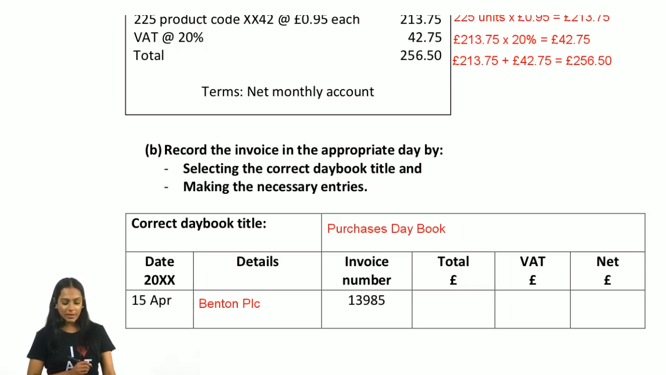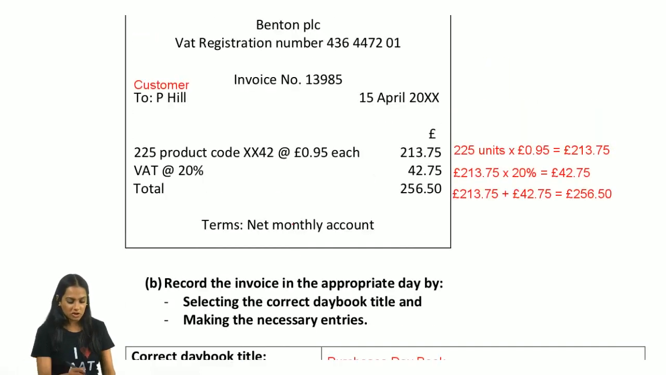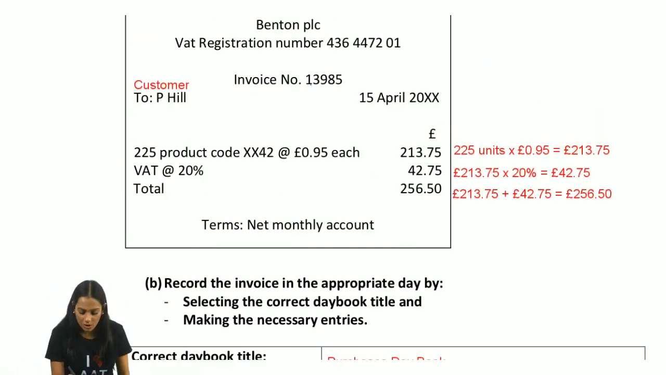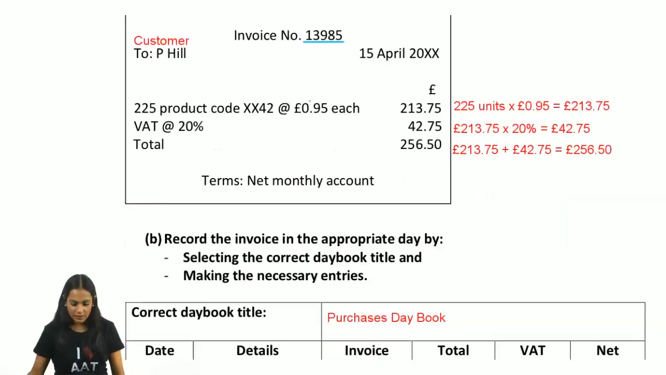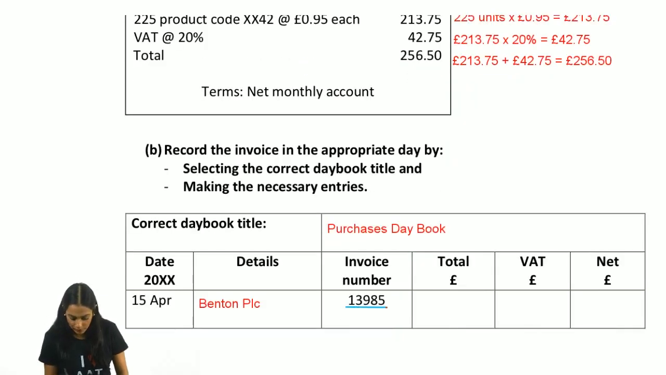The invoice number is 13985, and then you just scroll up to check that it's correctly done. 13985, yep, I can see that. 13985, okay, so that's perfect.